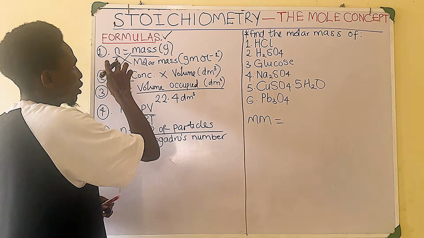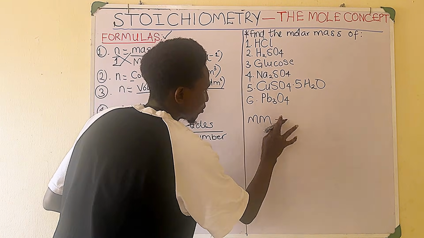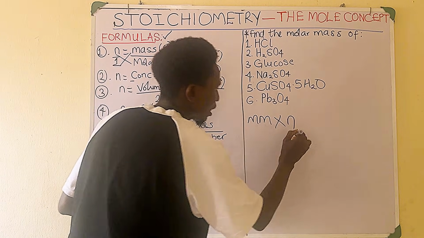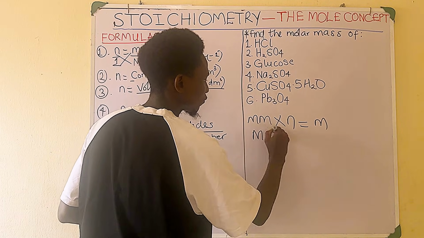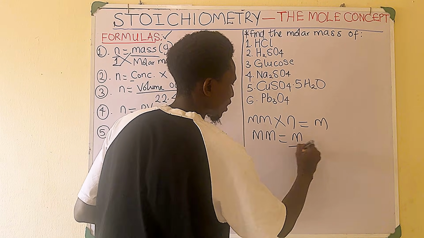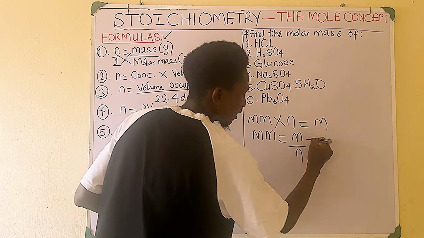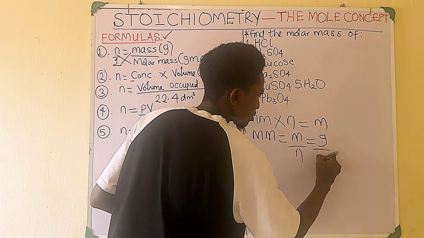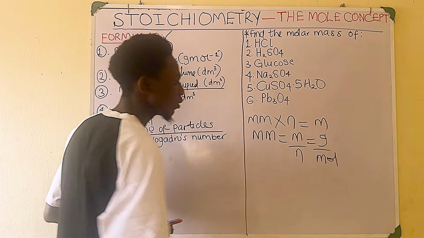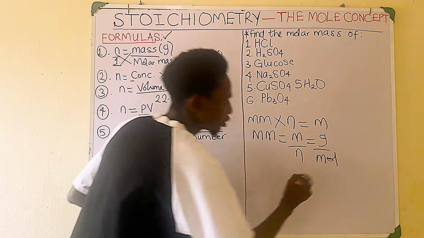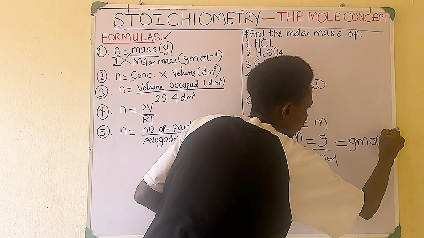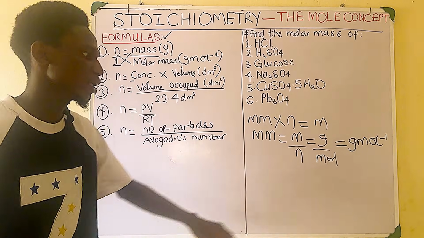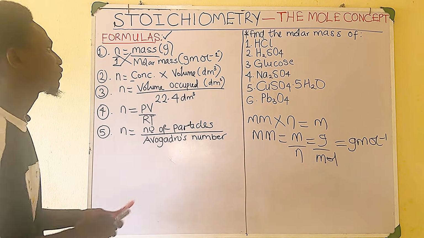you're going to get number of moles times molar mass equals mass. So if you make molar mass the subject of the formula, you're going to get mass over number of moles. Mass is in grams, the number of moles is in moles. So you have gram per mole, and according to indices in mathematics, we can simply write it as gram mole to the power of -1. So that's how we get the unit of that guy.